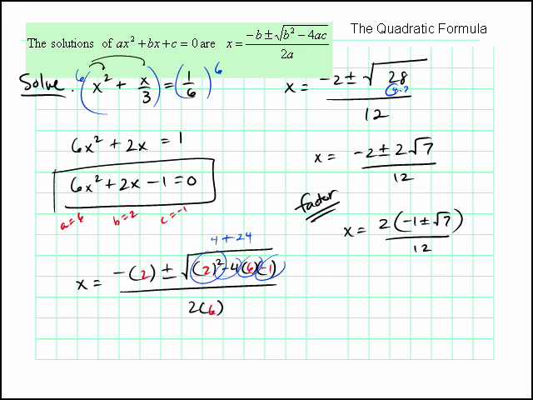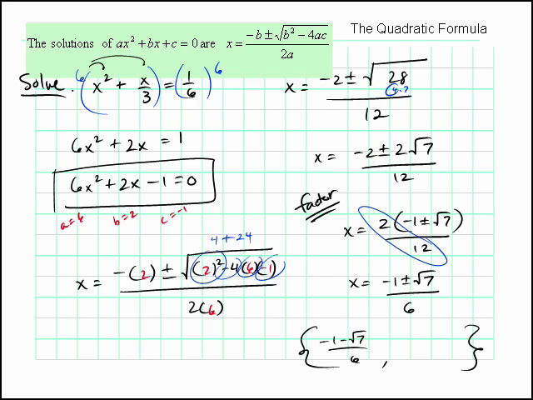I can then simplify right there and end up with x equals negative 1 plus or minus square root 7, and all of that is over 6. And those are my two solutions. If I write them out separately, I have negative 1 minus square root 7 over 6, and the other one is negative 1 plus square root 7 over 6. My two solutions right there.